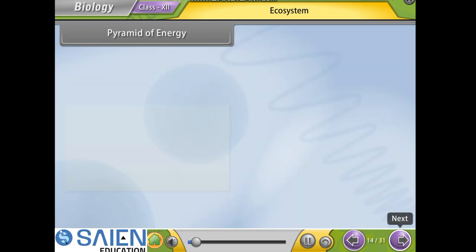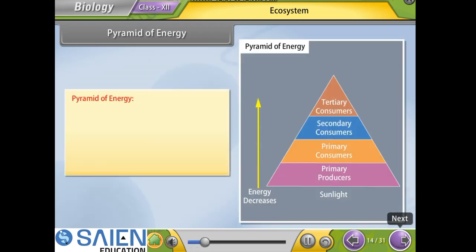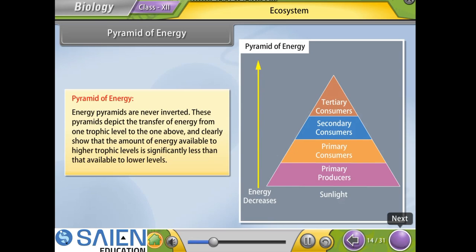Pyramid of energy. Energy pyramids are never inverted. These pyramids depict the transfer of energy from one trophic level to the one above, and clearly show that the amount of energy available to higher trophic levels is significantly less than that available to lower levels.